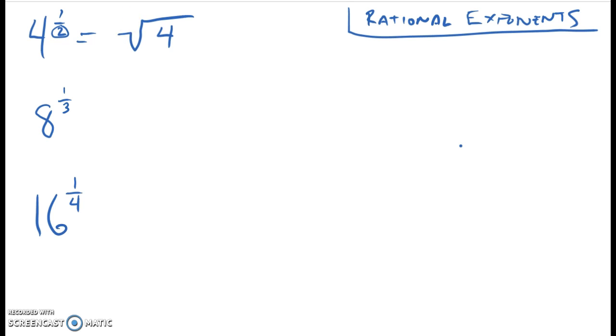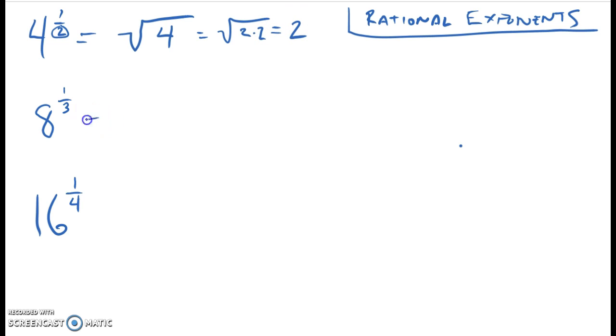Well, it is, let me write it like this, 2 times 2. Expand it. So how many 2's are in here? Or 2 of what is inside the square root? 2. So the square root of 4 is 2. In other words, what times itself is 4? 2.